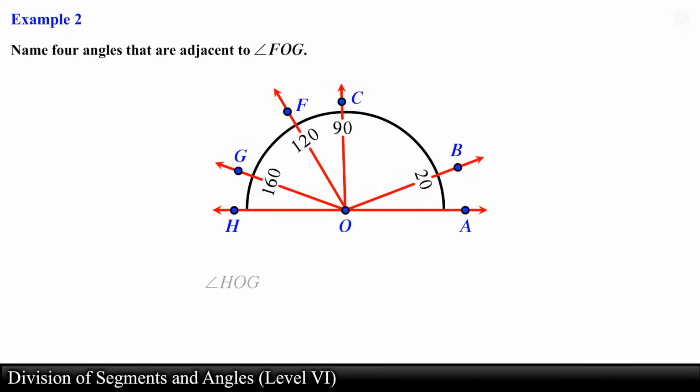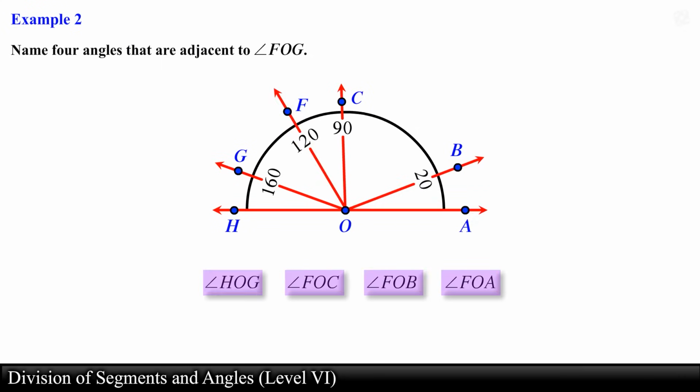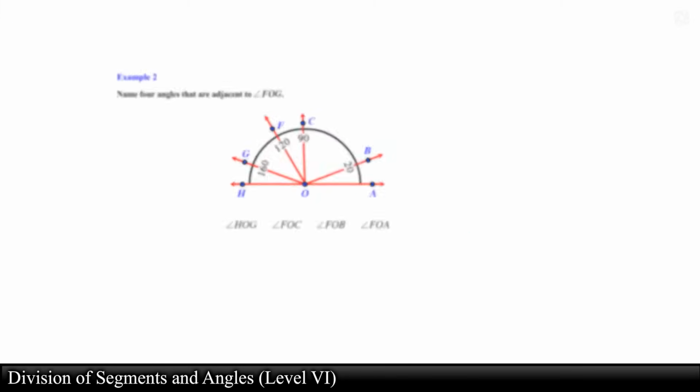One such angle would be angle HOG. Another angle would be angle FOC. A third angle would be angle FOB, and a fourth angle would be angle FOA. All of these angles have angle O as a vertex and share a common side to angle FOG. So this is our final answer. Let's move along to the next example.